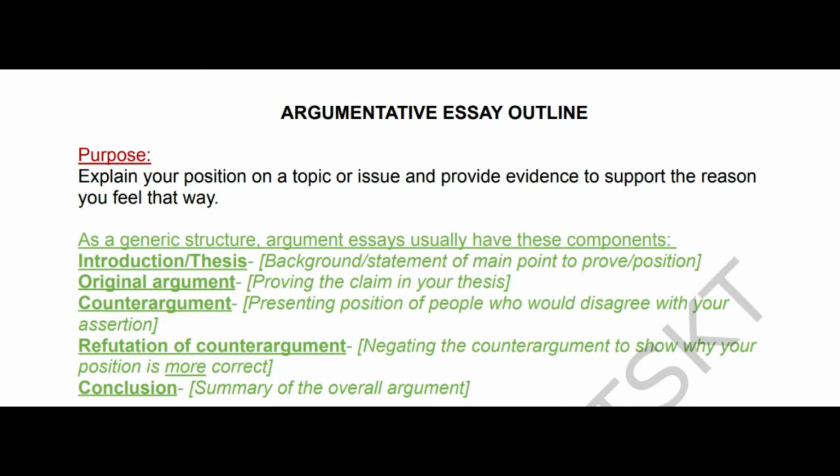Generally, an argumentative paper consists of 5 parts: an introduction to give background with a nestled thesis to highlight your main claim or point to prove. Next, the original argument, which is where you support the claim of your thesis, followed by a counterargument in which you will present the position of people who would disagree with your original claim, which results in the refutation of a counterargument, which is where you should negate the counterargument to show why your position is more accurate. Some refutations may consist of a concession during which you will present alternate considerations. Lastly, there'll be the conclusion where you summarize the overall argument.